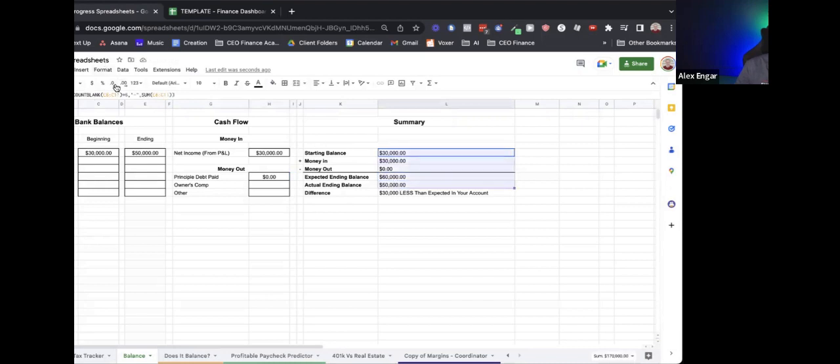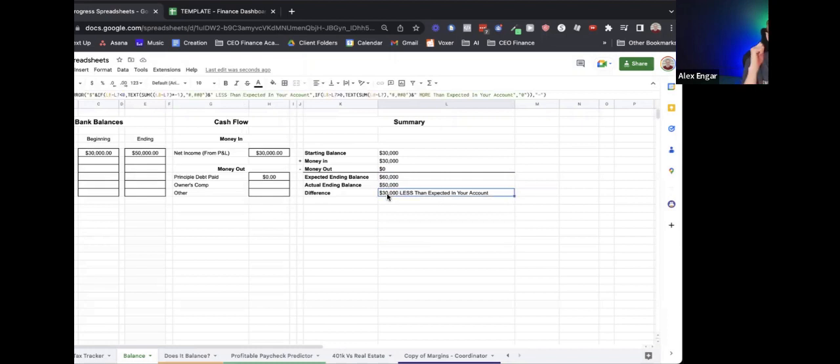And if we make these like this, so it's easier to read, right? Because 30 plus 30 should equal 60. Well, I only have 50,000. And so in reality, this should say something like 10,000 less. Got to work on the math here. This should say 10,000 less than expected in my account. So it can tell me, hey, there's $10,000 that I got to go figure out where it went.